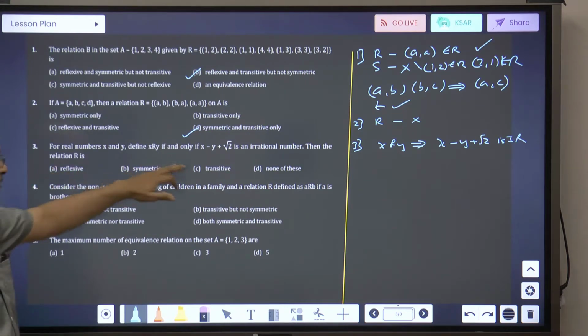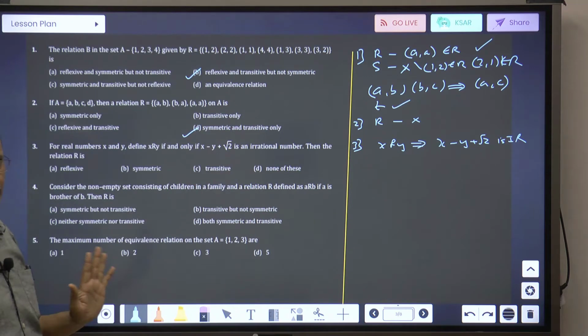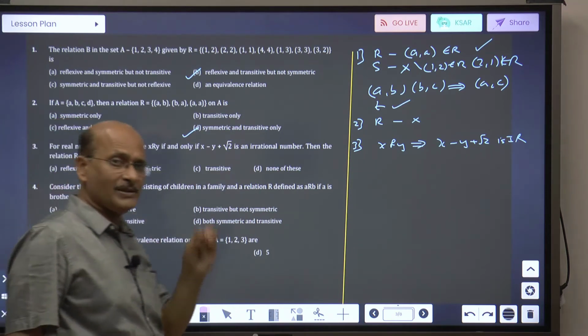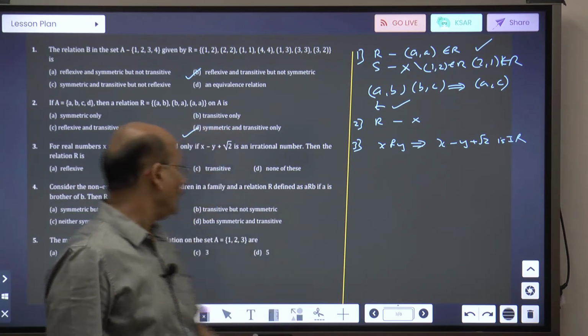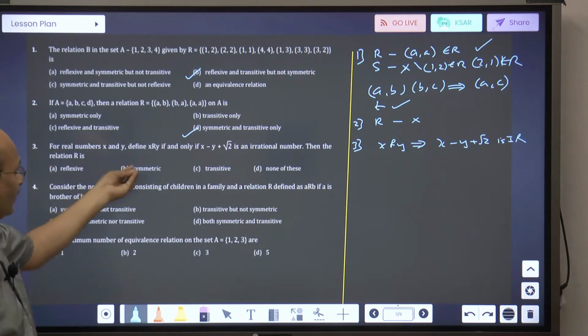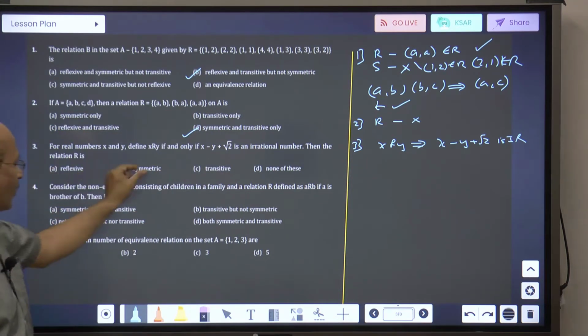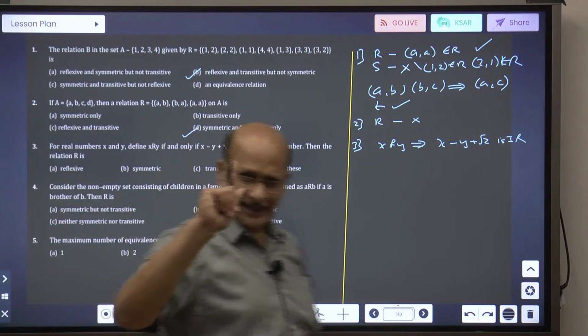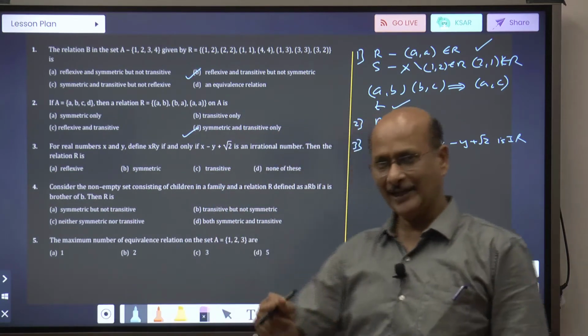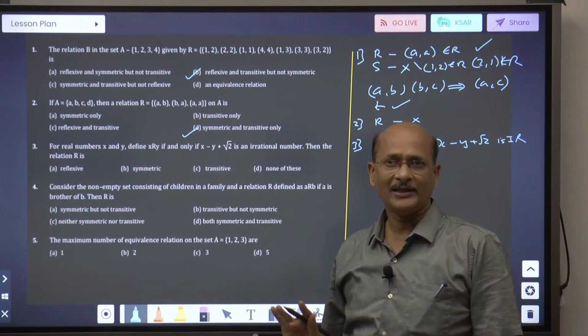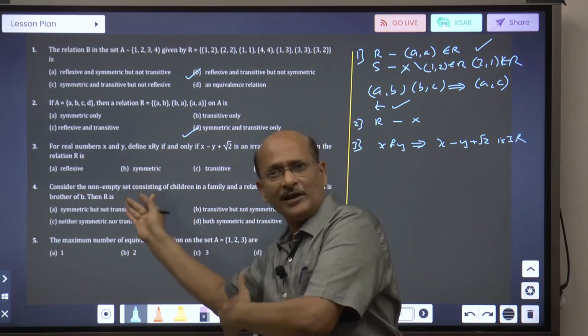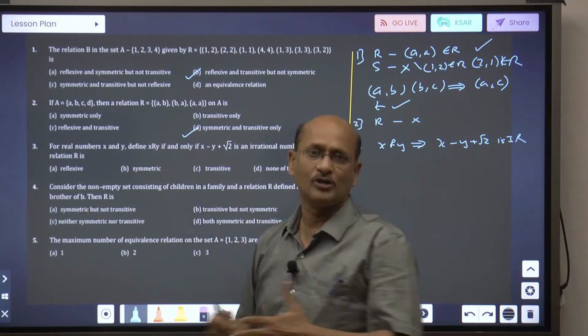Reflexive, symmetric, transitive, none of these. So they are not said equivalent. So that will mean some will be not, some will be yes. But either you have to say reflexive, symmetric, transitive. So as there is only one option, even if one gets correct, you can just tick mark that directly, because there is no reflexive and transitive, reflexive and symmetric. It's not given that way.